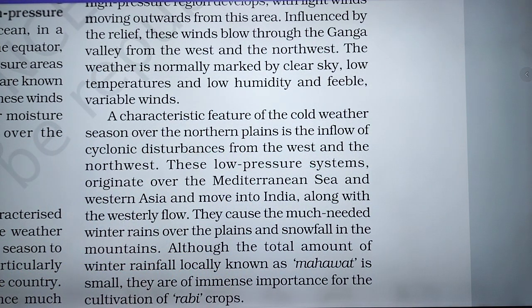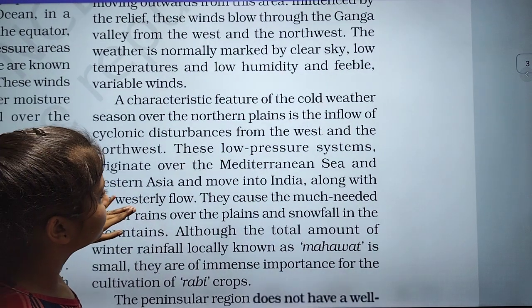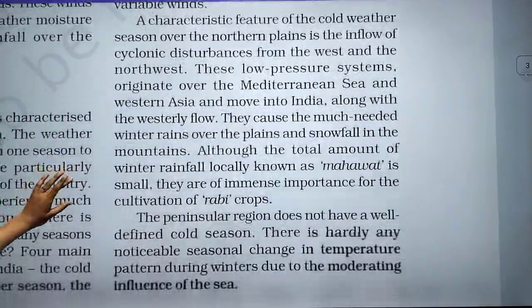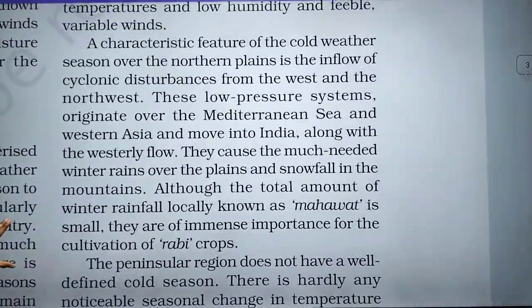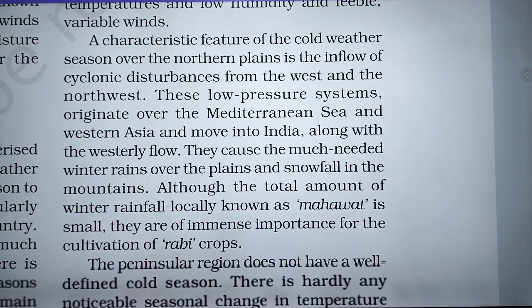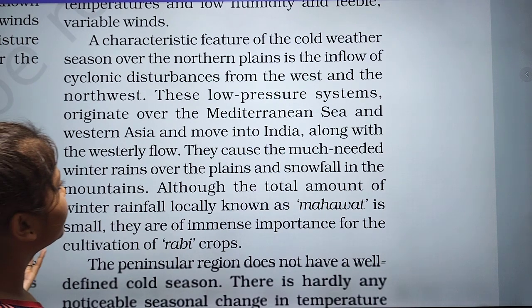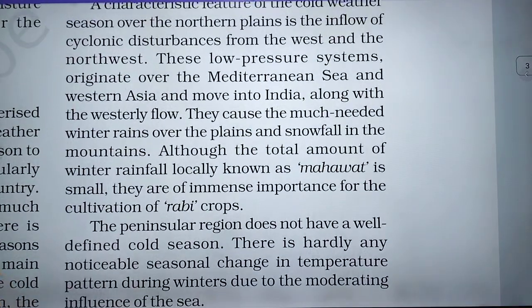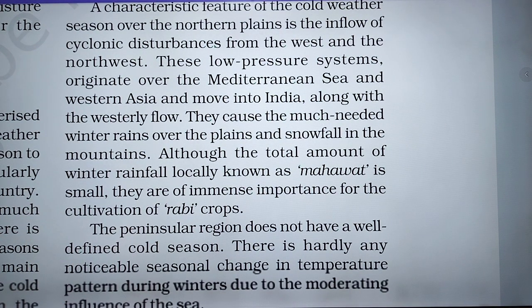These low pressure systems originate over the Mediterranean Sea and Western Asia and move into India along with the westerly flow. They cause the much needed winter rains over the plains and snowfall in the mountains, in the Himalaya region.